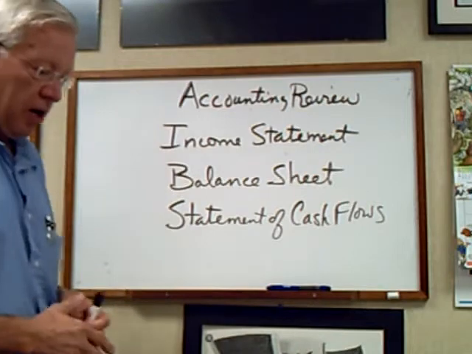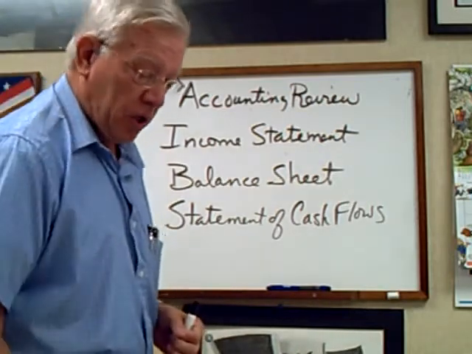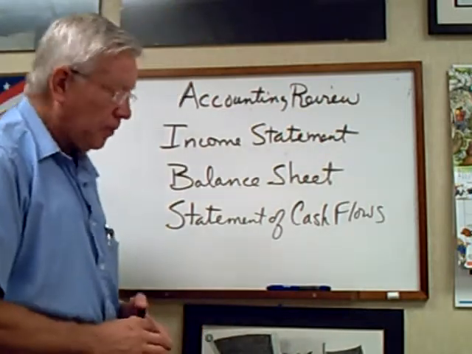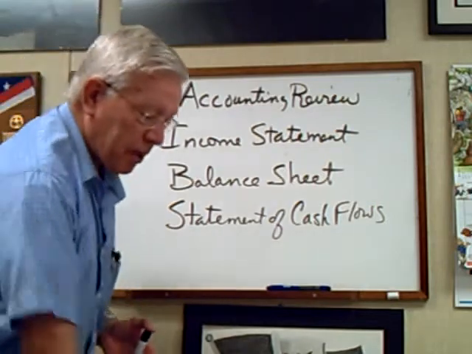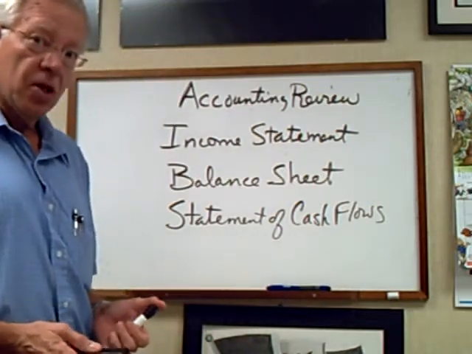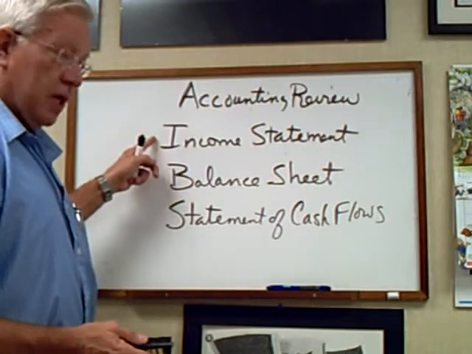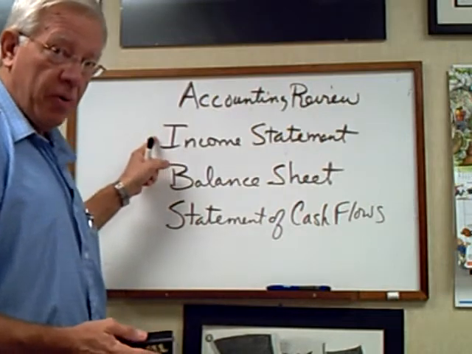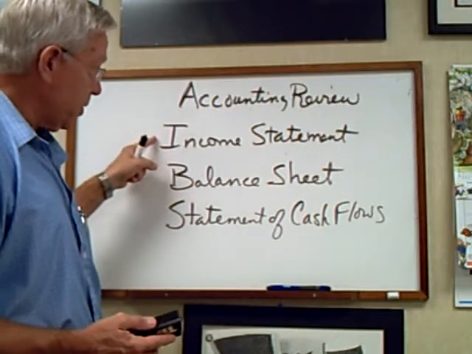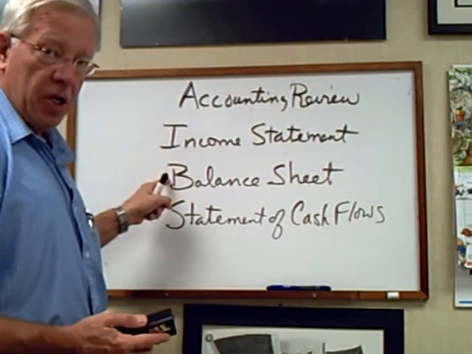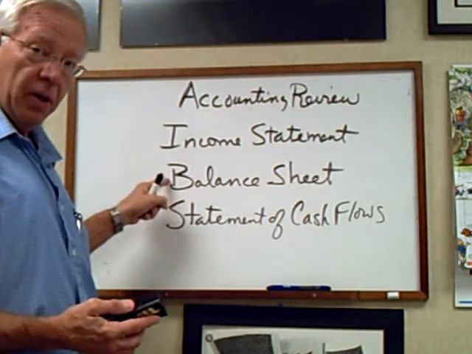So, for the accounting review, the first thing we're going to look at is our income statement, because this is the one that gives us profitability. The income statement's main purpose is to determine the profitability of the firm. The balance sheet is a statement of assets and liabilities.